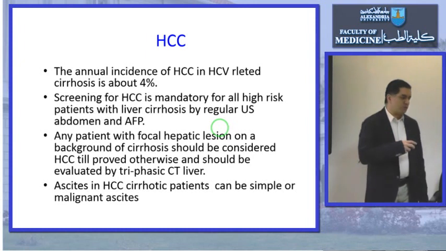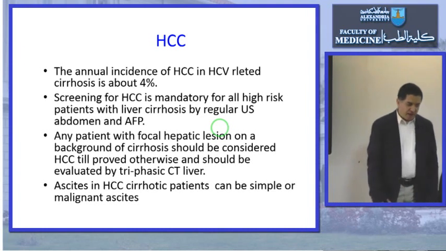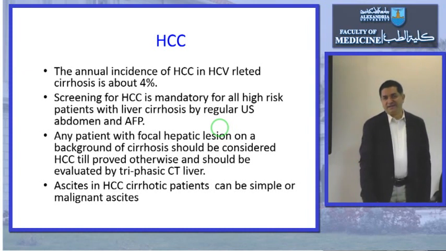A few words about hepatocellular carcinoma and ascites. The annual incidence of hepatocellular carcinoma in HCV-related cirrhosis is about 4%. Screening for HCC is mandatory for all high-risk patients with liver cirrhosis by regular ultrasound abdomen and alpha-fetoprotein. Any patient with a focal hepatic lesion on a background of cirrhosis should be considered HCC until proved otherwise, and should be evaluated by triphasic spiral CT liver and possibly by MRI. And in a very small minority of patients, if the radiological features are not conclusive in confirming the diagnosis, we can do needle biopsy.